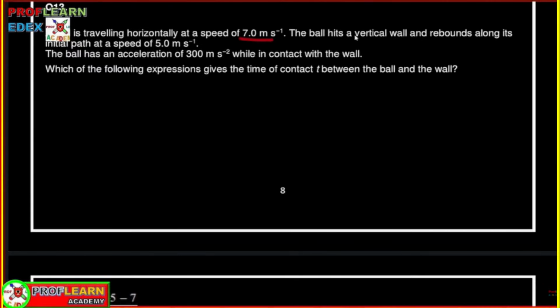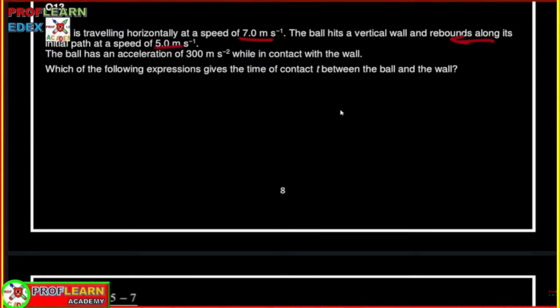So we have this object moving at a horizontal velocity of 7 meters per second. That's the ball. The ball is traveling horizontally at a speed of 7 meters per second, and the ball hits the vertical wall and rebounds along its initial path at a speed of 5 meters per second. The ball has an acceleration of 300 meters per second squared while in contact with the wall. Which of the following expressions gives the time of contact between the ball and the wall?